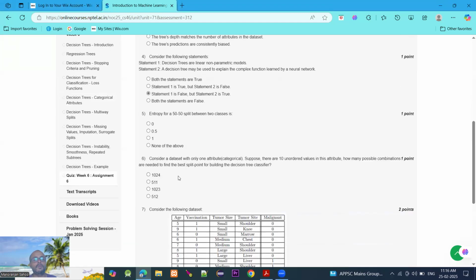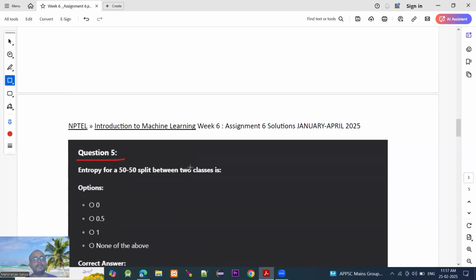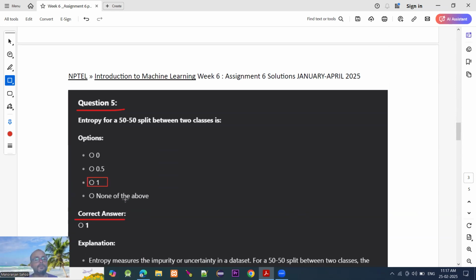Moving to question number 5. Entropy for a 50-50 split between two classes, how much will it be? It will be 1. You can see the explanation part: for a 50-50 split between two classes, options are given, and we choose option 1.